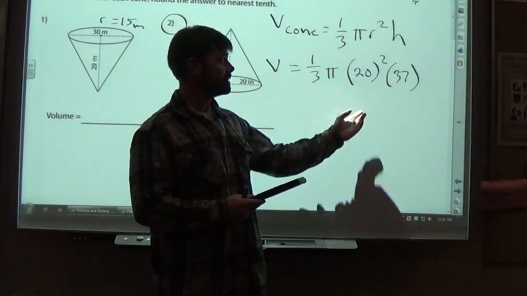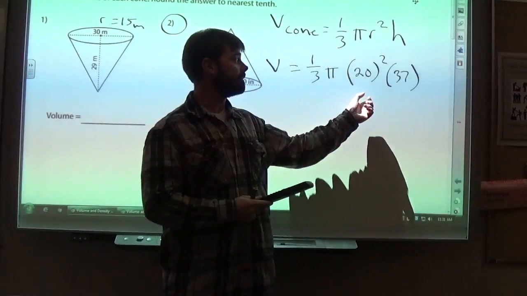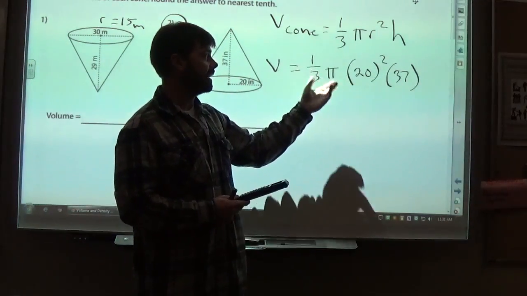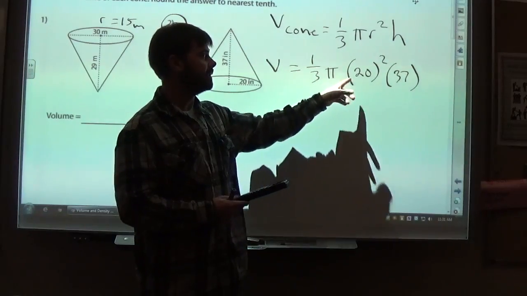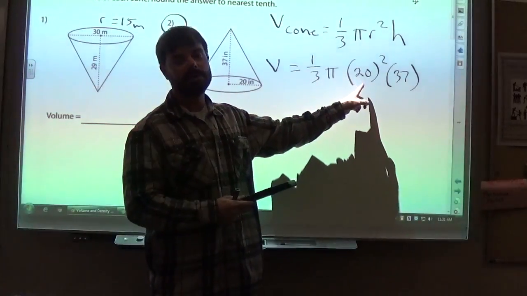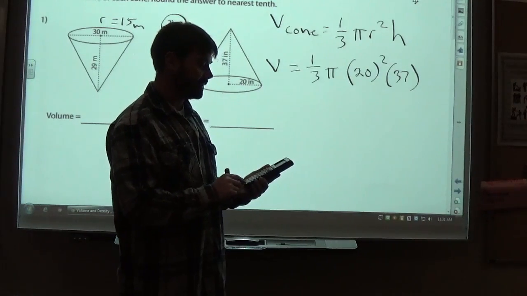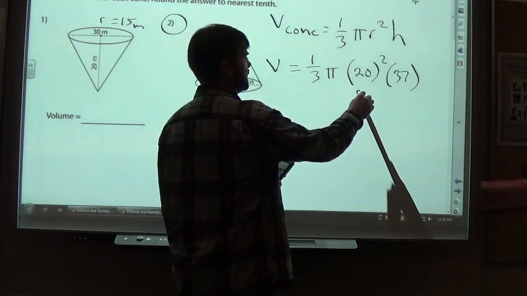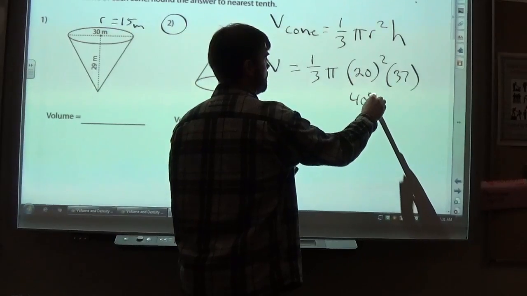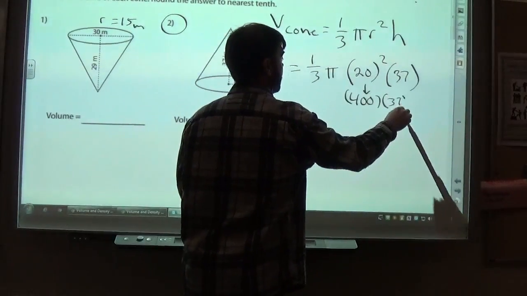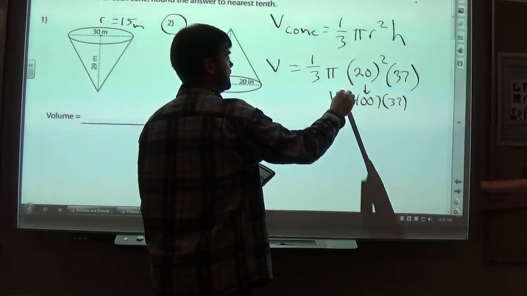So order of operations would say you do the exponents first, then we can multiply and or divide. Everything else is pretty much multiplication, so the only real critical part here is to make sure that you square the radius first. So I'm going to type in 20 squared. 20 squared gives me 400. And then now I got that times 37 times pi times 1/3.